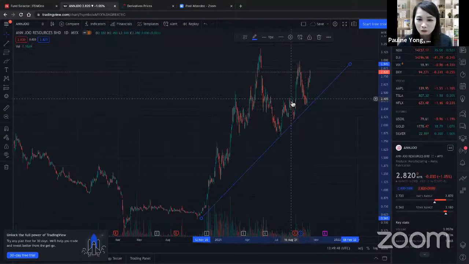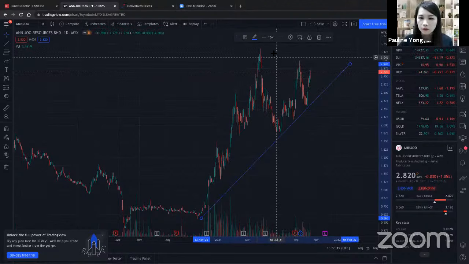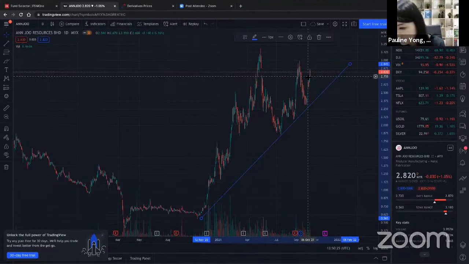So 1, 2, 3, 4, 5, and then correction here. But this correction is a bit deep. So here we are looking at, could it be a horizontal trend here? And if there's a horizontal trend, it means that this whole thing is a major ABC correction. So 1, 2, 3, 4, 5, and then ABC, a big ABC correction trend here. And this ABC could be a flat, or it could be a triangle as well. So it definitely is a correction trend here.